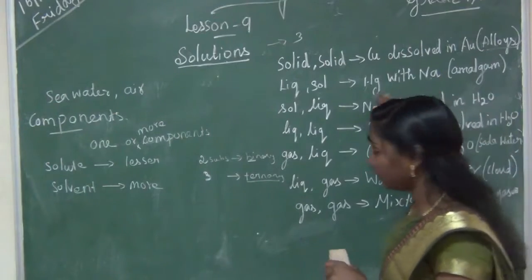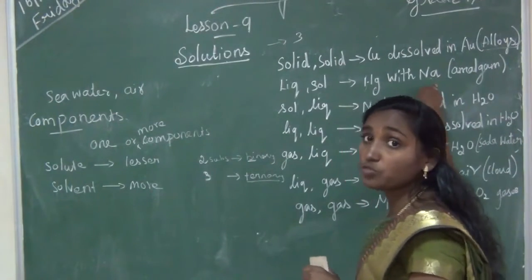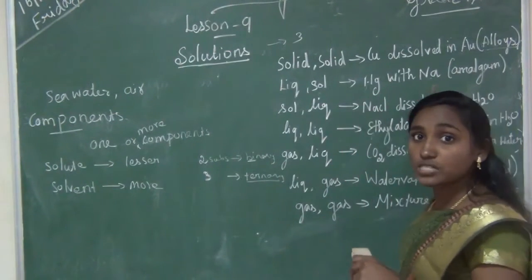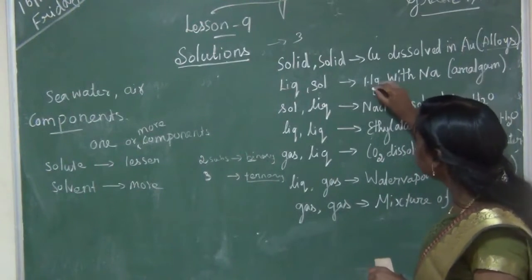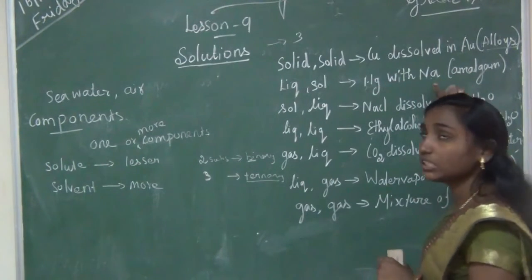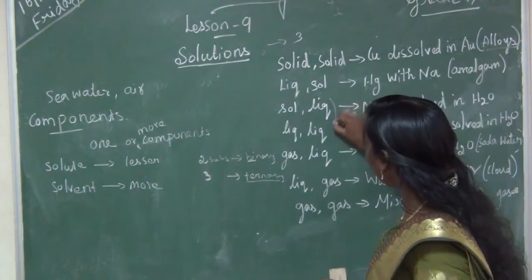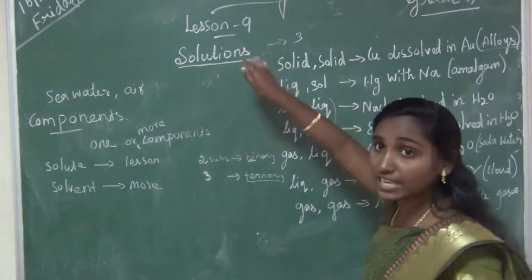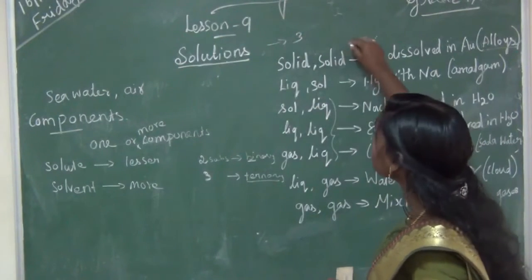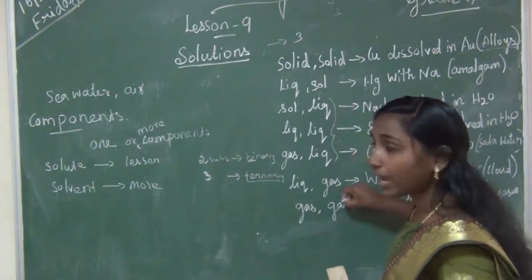The dentists use this amalgam to fill the cavities. What are the things they are adding in this amalgam? Mercury with sodium. Okay, then solid, then liquid components. So the solutions are classified into three types. It exists in three types, that is solid, liquid and gas.